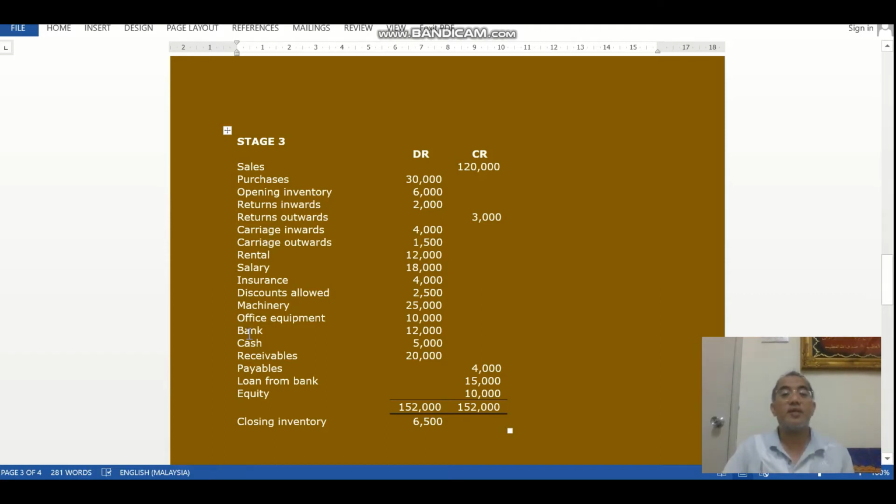After that we have machinery, office equipment. These are our non-current assets. Bank, cash, receivables. These are our current assets. Payables is our liability, that is current liability. And loan from bank is our non-current liability, and our capital is equity. So we have our closing inventory of 6,500. Okay, now let's go to Excel.